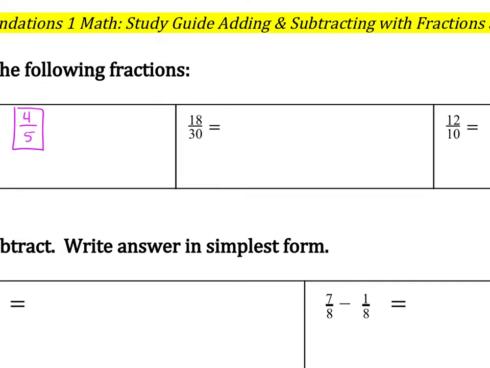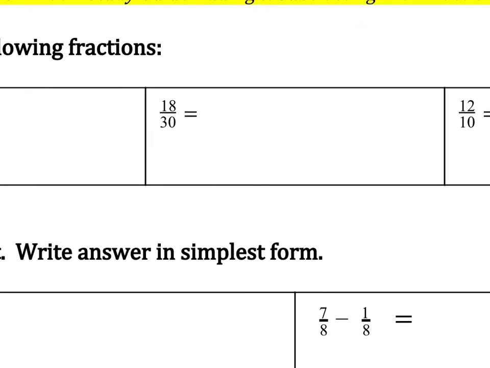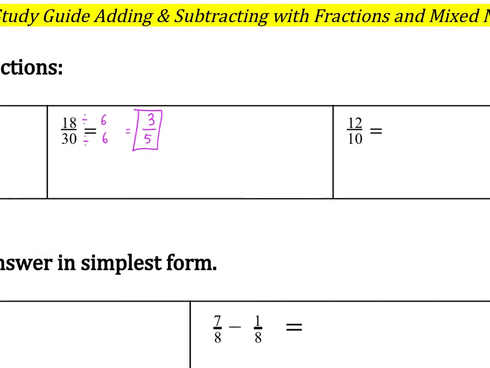My next one here, 18 and 30. I know I can divide those each by 2, and I can also divide them by 3. So if I can divide by 2 and 3, I can divide by 6. So I'm going to get 3/5. You could have divided by 2 and then by 3. That's fine, as long as you get the same final answer.